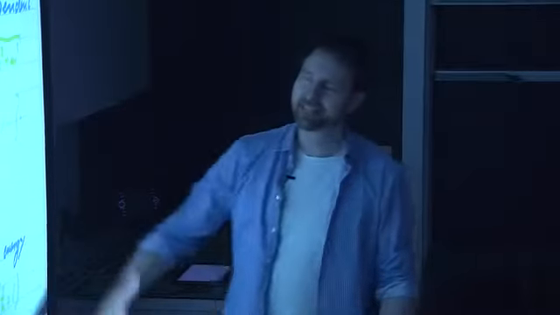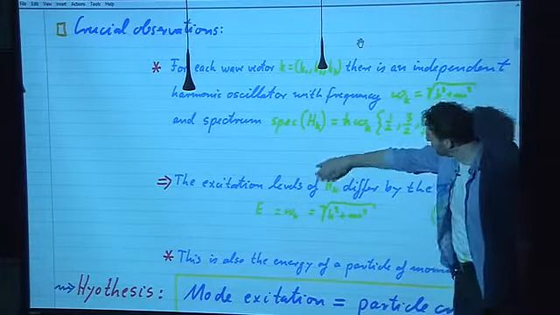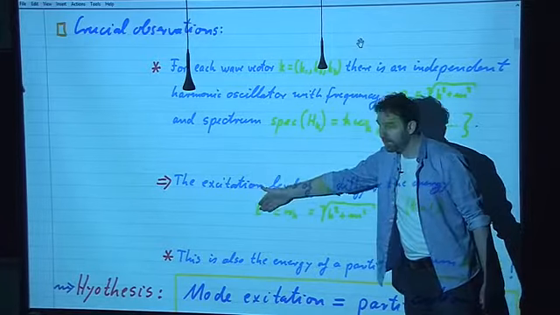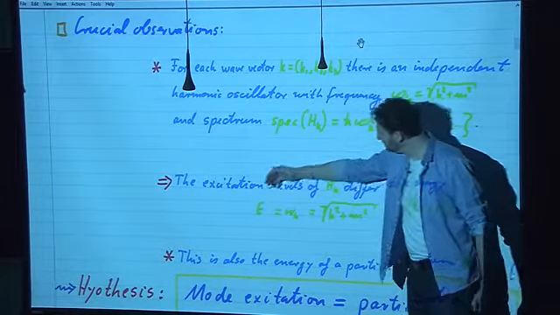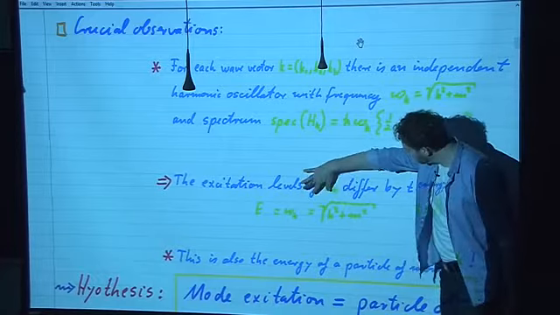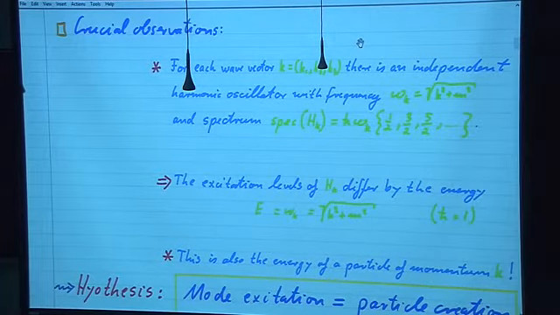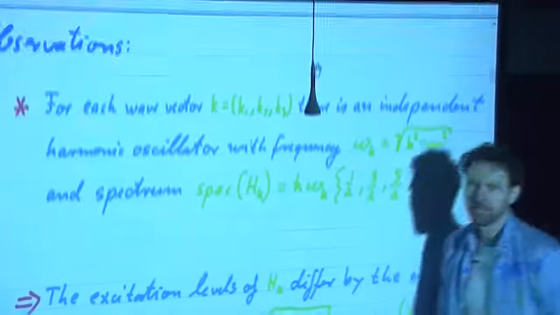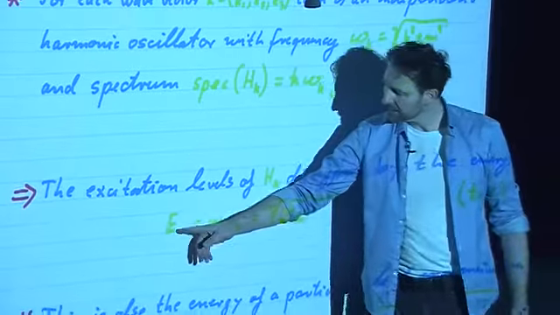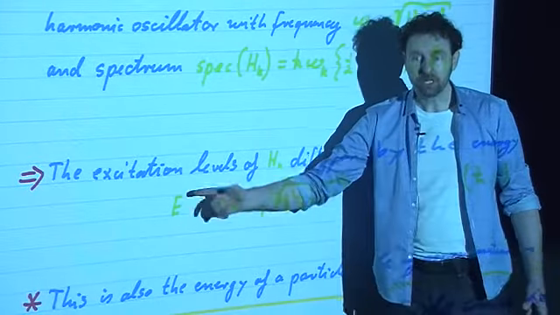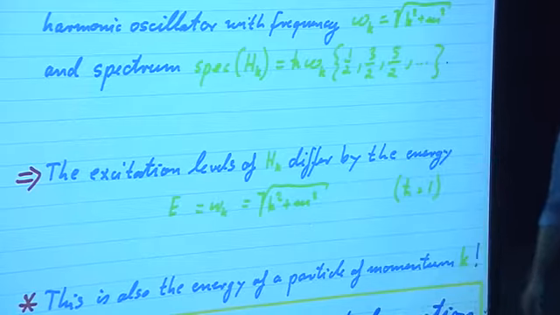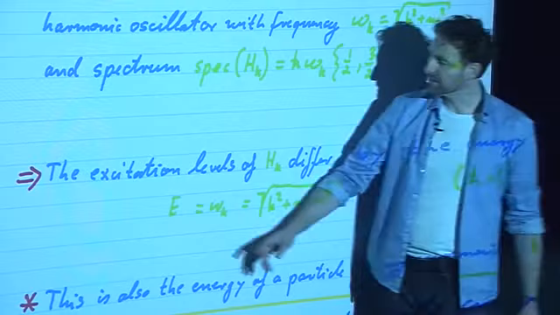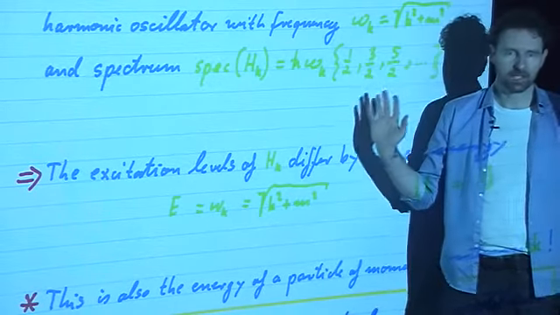So what this means is that the excitation levels of such a mode oscillator differ by the energy, up to a factor of h bar, which we are setting equal to 1 now, the energy square root of k squared plus m squared. This formula should look familiar, because this is the energy of a particle of momentum k and mass m, right? So this is where it starts looking a bit like particles getting involved.